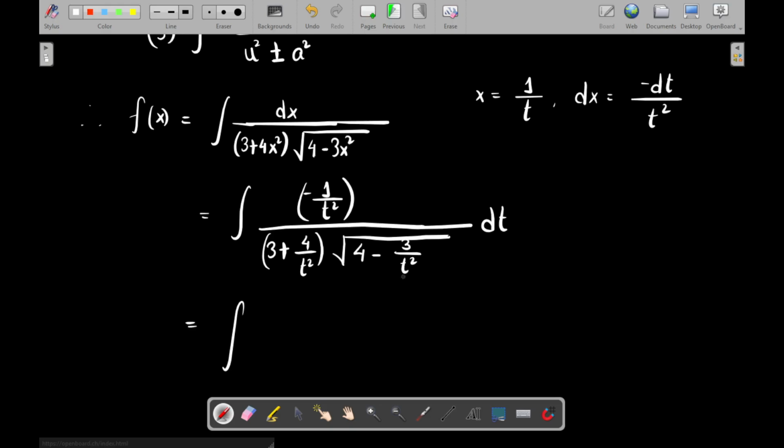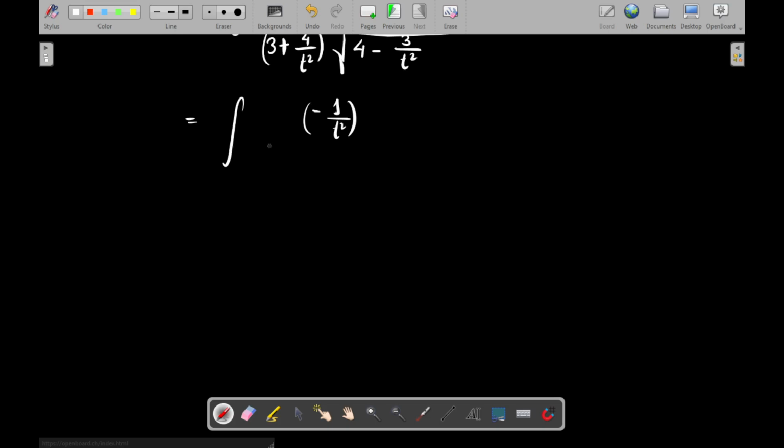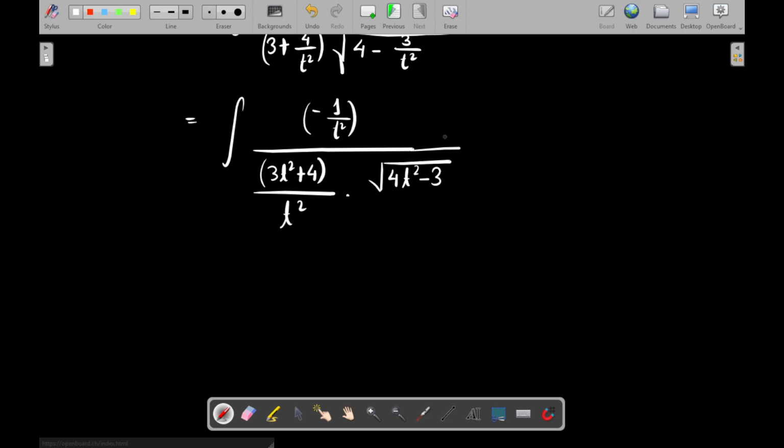If I take this t² out of the square root, we have minus 1 upon t² in the numerator, and if I do the LCM here, this will become (3t² plus 4) divided by t², times the square root of (4t² minus 3) divided by, taking this t² out of it, just t. Now we can cancel this t² and this t², and there is a dt left.